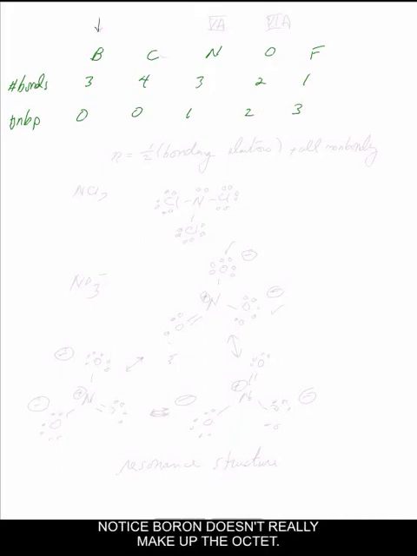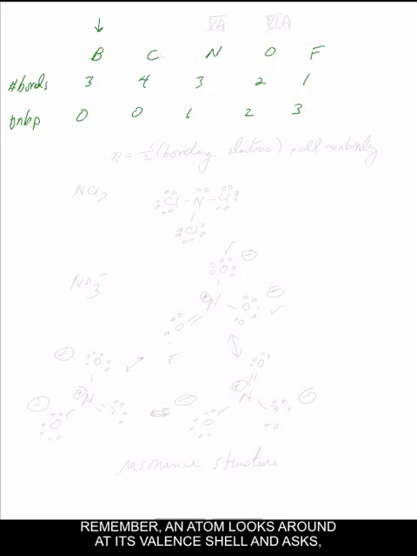Notice boron doesn't really make up the octet. Boron molecules generally have only 6 electrons in the outer valence shell. These others, carbon, nitrogen, oxygen, fluorine, on the other hand, generally have 8. This table, remember, only works for atoms when the atom is neutral. And in a sense, we've incorporated the basic idea of counting charge when we've come up with that.